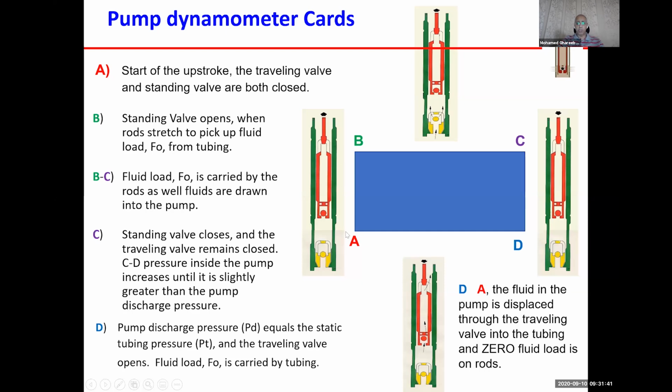If the pump closes this position at point A, this is the start of the upstroke. I start to go up like this. Starting the upstroke, the two valves close. Then when you start the upstroke, the traveling valve starts to hold the load, but does not move yet, because as soon as the position changes, it starts to hold the load.